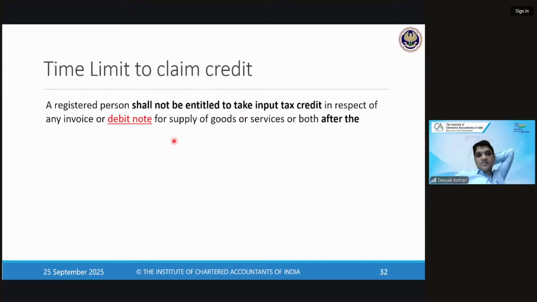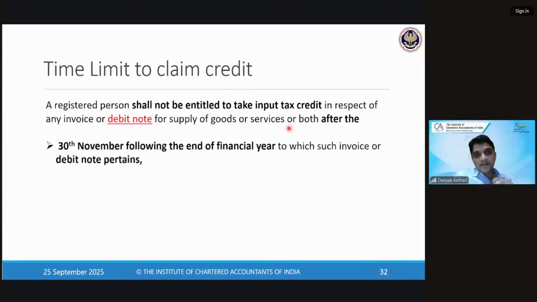Now, what is the time limit to claim the credit? A registered person shall not be entitled to take input tax credit in respect of any invoice or debit note for the supply of goods or services after the 30th November following the end of the financial year to which such invoice or debit note pertains.